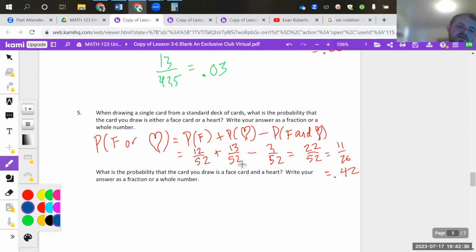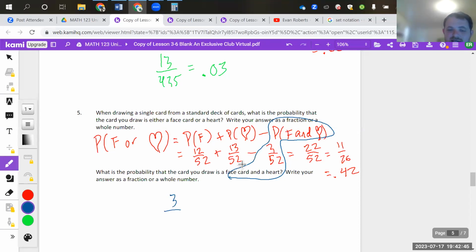And it's interesting that they keep asking this out of order here, but essentially we've already figured out the probability that it's a face card and a heart. That's right here. So that would be 3 out of 52.